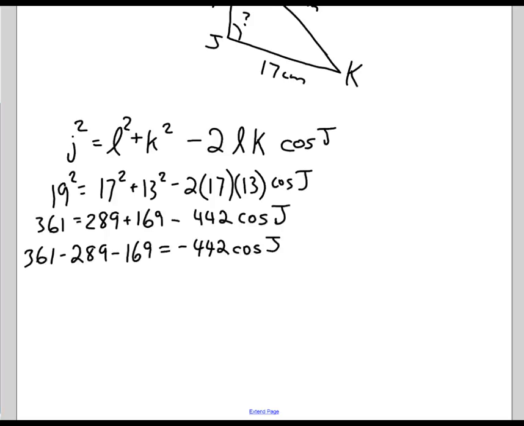Okay, so I squared 19, 17, 13. I multiplied 2 by 17 and 13. I got 442. Then I subtracted 289 and 169 from both sides, the left side and the right side. So that leaves me essentially 0 subtract 442 cos J. Okay, so if I subtract 289 and 169 from the right side, of course I do the same thing on the left side.